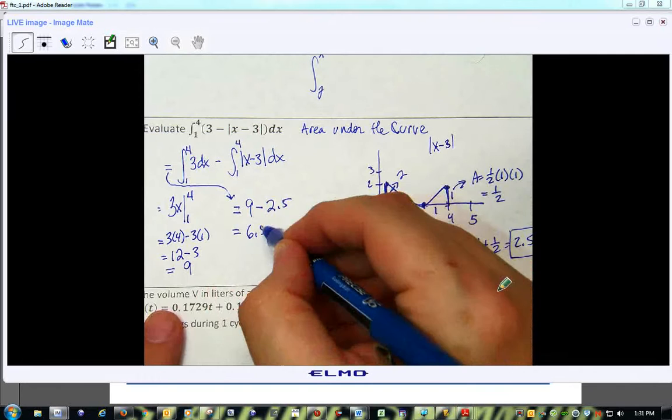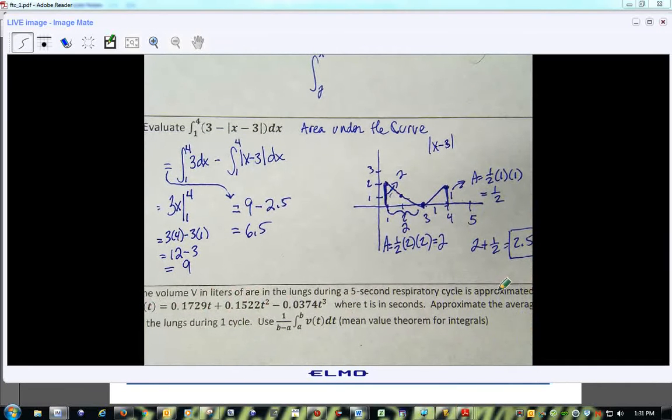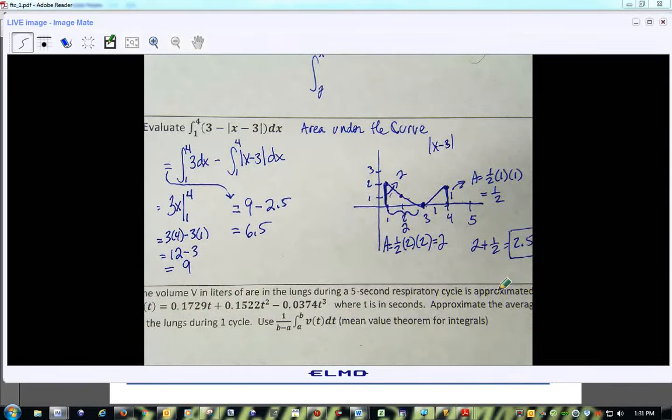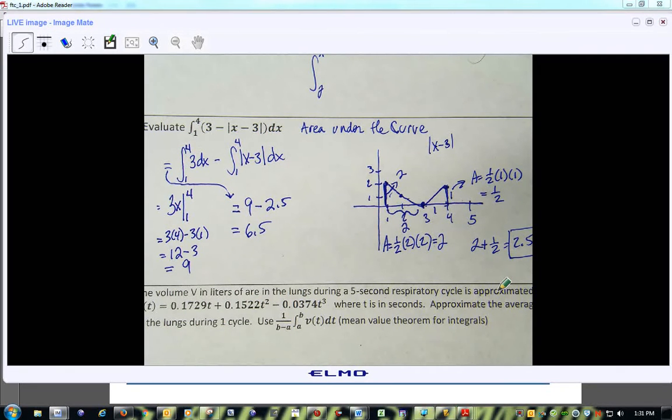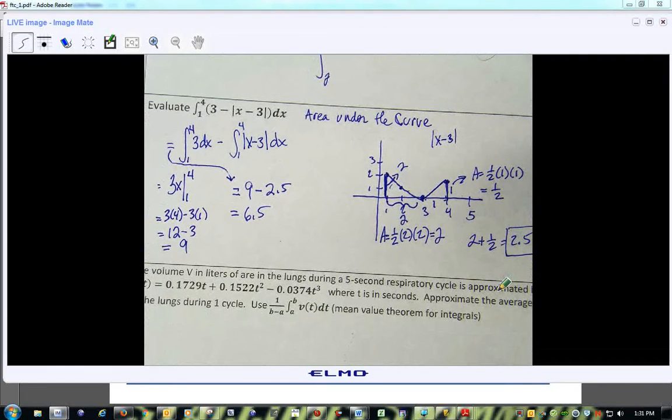Answer 6.5. So if you want to, you can play around with making part of the absolute value negative, or the opposite of x minus 3, or the x minus 3, depending on if it's going to be positive or negative. Or you can graph this. I recommend graphing because it's usually faster and easier. And then you're just calculating areas of triangles and adding those up together. It's good to go.